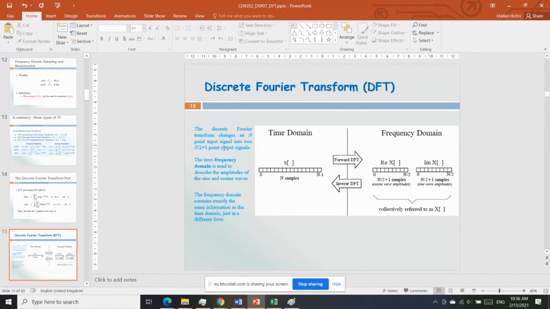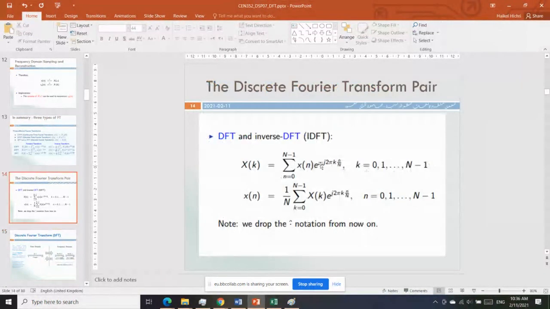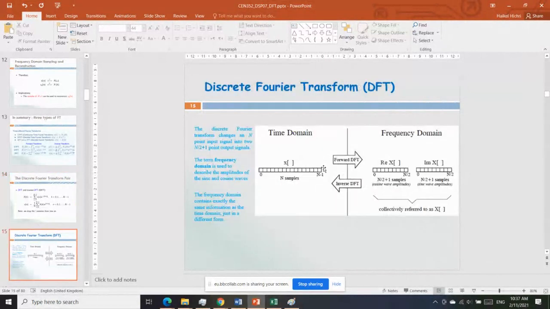So the discrete Fourier transform basically changes an N-point input signal, N points, 0 to N minus 1, into N over 2 plus 1 points output signals. So you have the real part and the imaginary part. When you apply this, remember, the exponential has a real part and an imaginary part: it's cosine plus j sine. Multiplying by the cosine gives you the real part, which is half of the points, and you have half of them imaginary. So you start with N points, half of them are real points and half of them are imaginary points, so together they make N points.